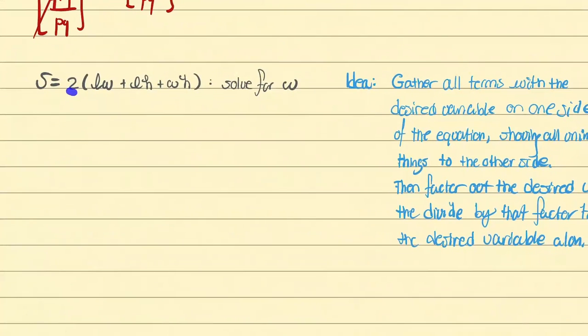So I have this 2 times all of this stuff. So first what I need to do is distribute that. So S is equal to 2 times L times W plus 2 times L times H plus 2 times W times H. So I'm trying to solve for W. Here's a term that has W. Here's a term that has W, but this guy does not have W. Don't care about him. So I'm going to get rid of him and put him to the other side of the equation.